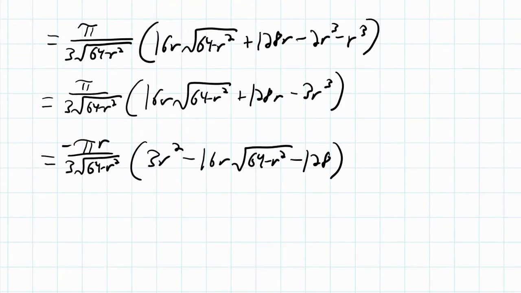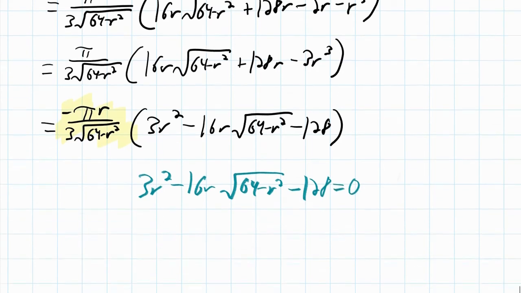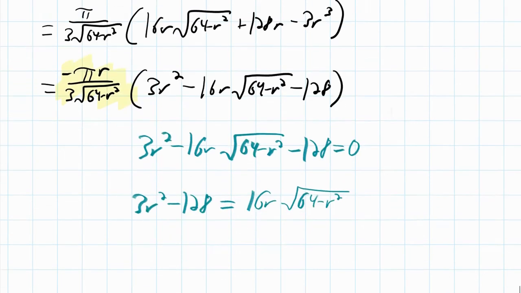So I have one critical value now where r is 0. I have another coming from here, and nothing from here is really going to contribute to anything. So then we move into just solving 3r squared minus 16r root 64 minus r squared minus 128 is equal to 0. Well, if I try to solve this with radicals like we once did, then I can have 3r squared minus 128 equals 16r root 64 minus r squared, and I square both sides.